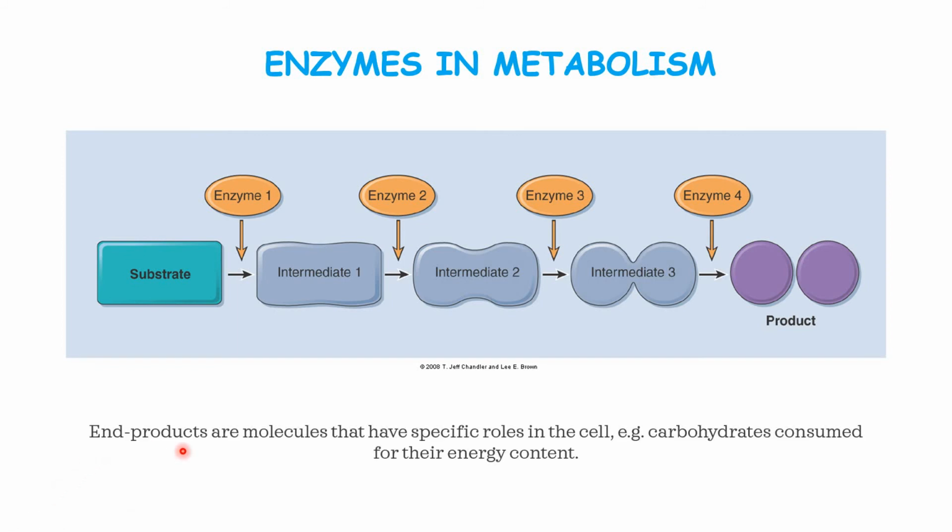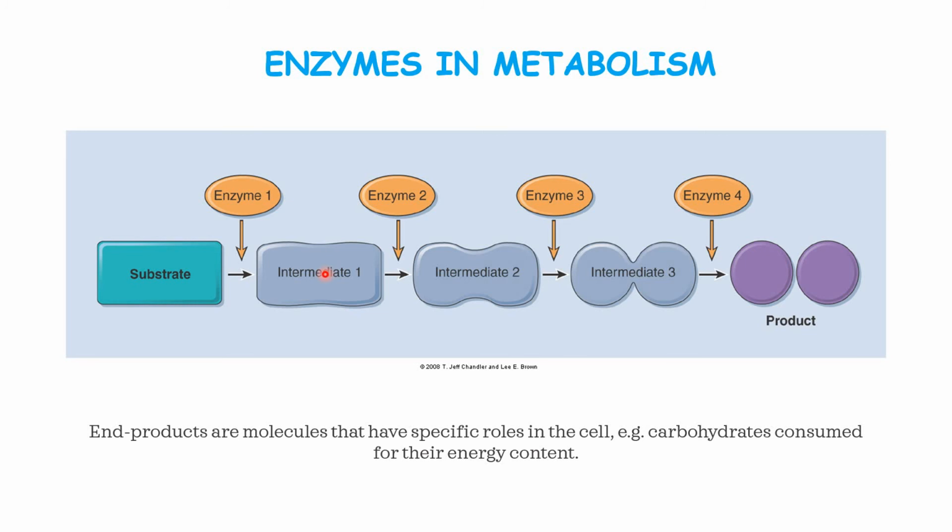Okay, so the end products are molecules that have specific roles in the cell, such as carbohydrates consumed for their energy content. Halimbawa, si substrate hindi siya pwedeng gamitin for energy kapag ganyan yung form niya. So kailangan gawin mo na siya intermediate 1, and this is the product of the first enzymatic process, right?